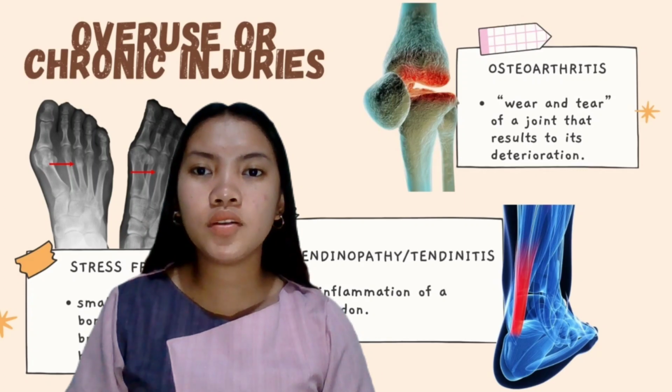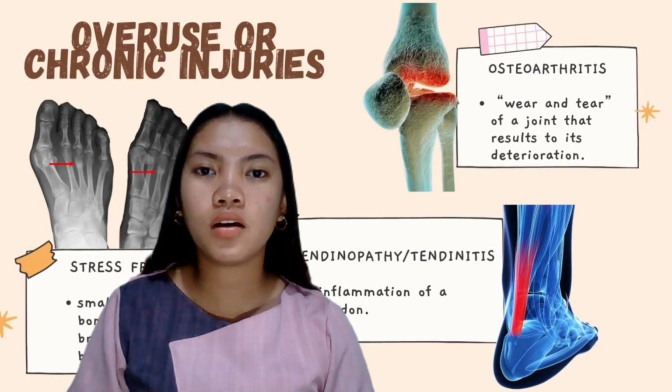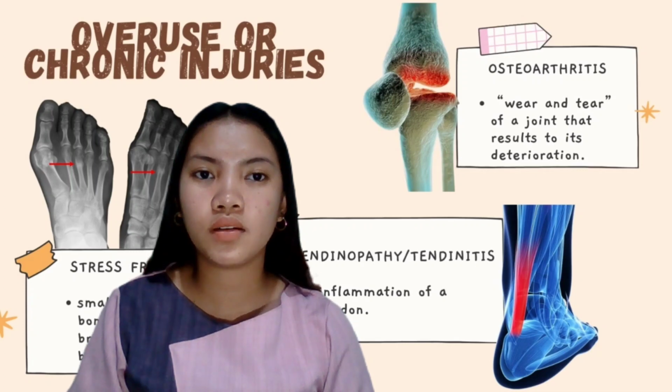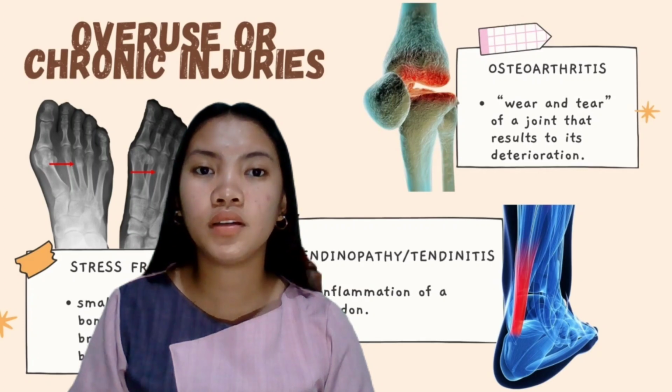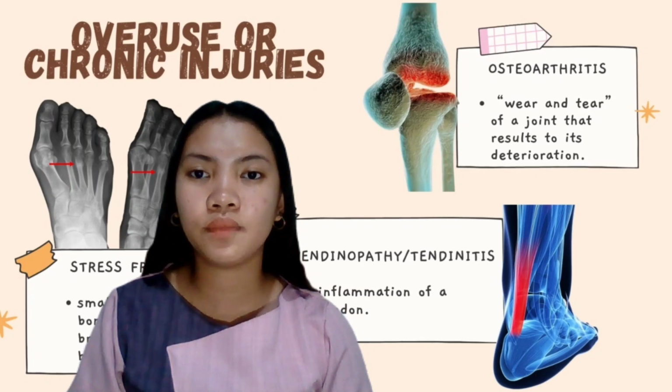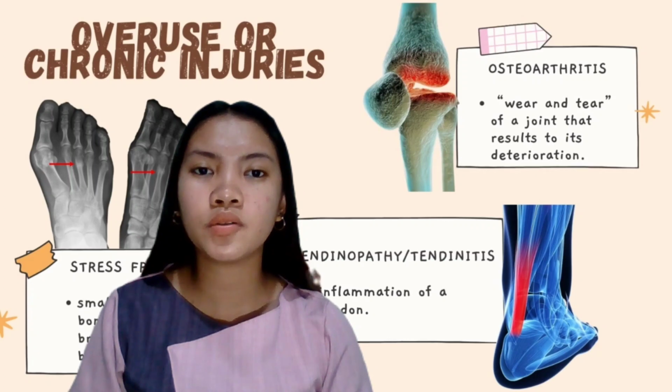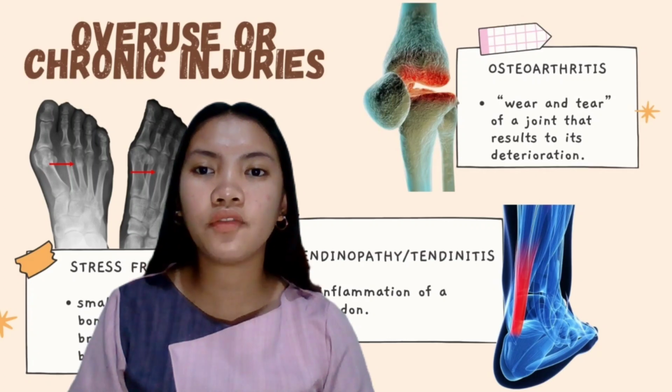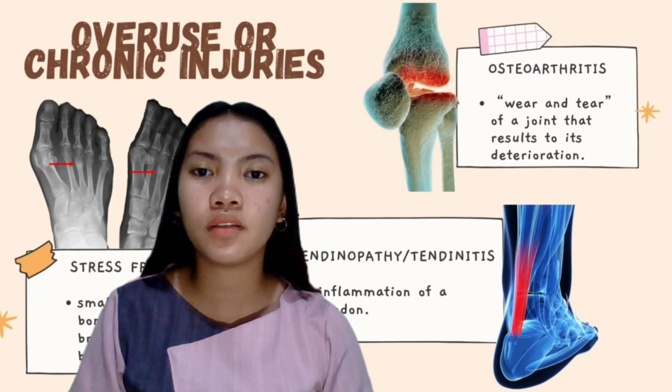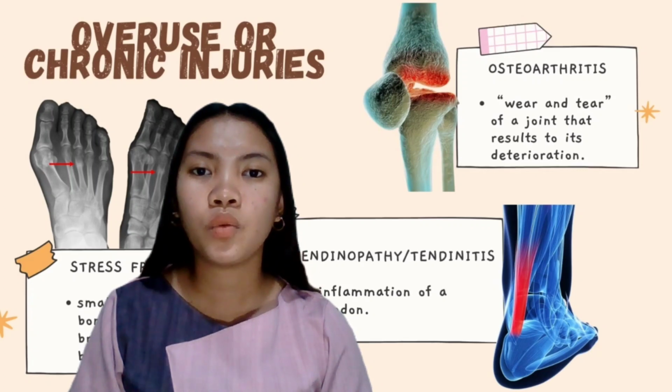Next, osteoarthritis is a wear and tear of a joint that results in its deterioration. It occurs when the cartilage or cushion between the joints breaks down, leading to pain, stiffness, and swelling. Osteoarthritis is one of the most common types of arthritis that affects millions all over the world. For most people who exercise or play a sport regularly, there is no concern regarding their risk of developing osteoarthritis. However, certain sports can increase your chances of a joint injury, which sometimes leads to the condition.